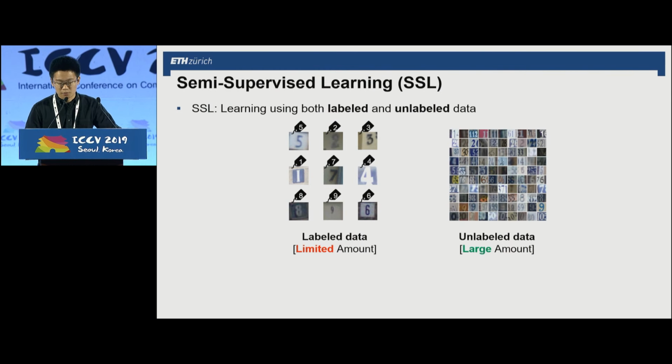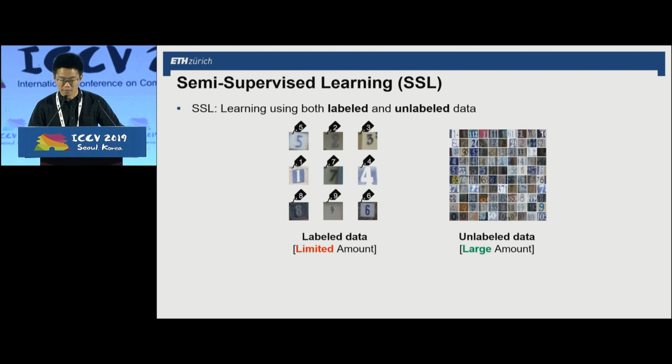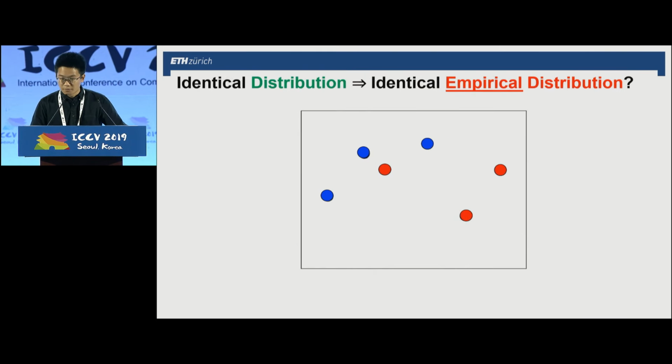Semi-supervised learning aims to learn a better model by using additional unlabeled data. In a typical setup, we have a very limited amount of labeled data, but additionally, we have access to a large amount of unlabeled data. We assume that these two are drawn from the same distribution. But sampling from the same distribution does not mean an identical empirical distribution.